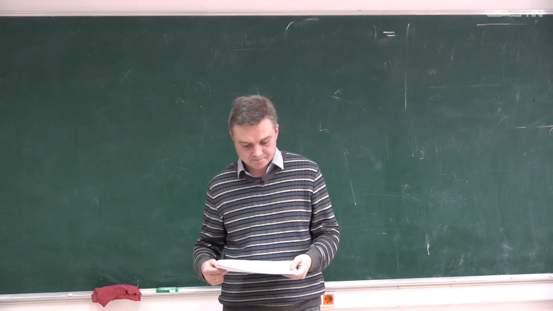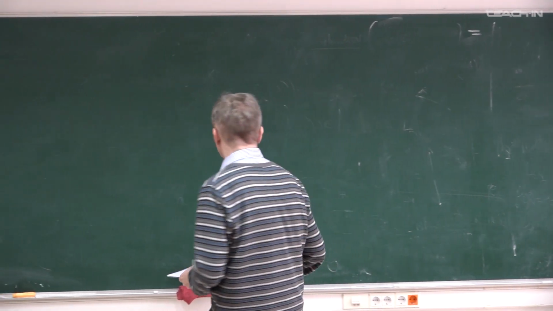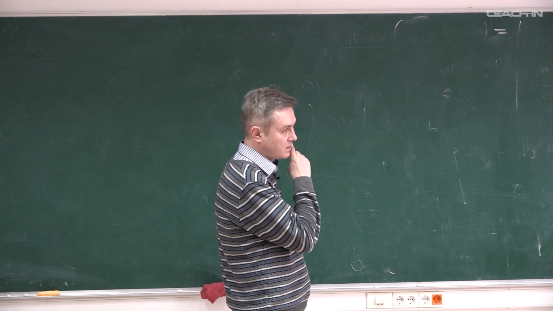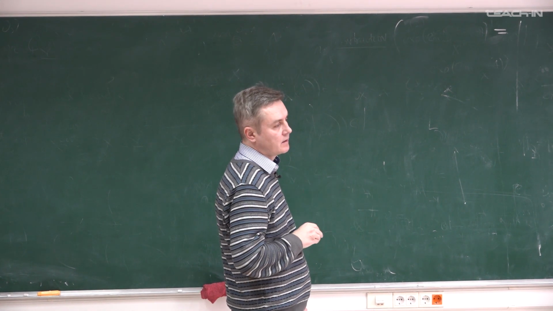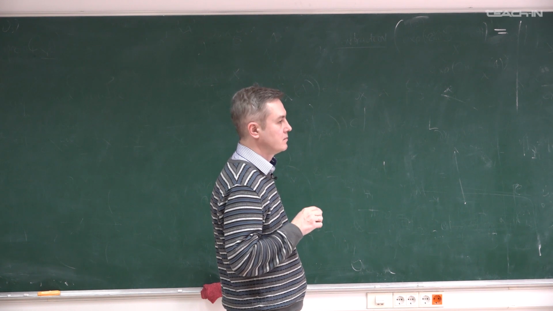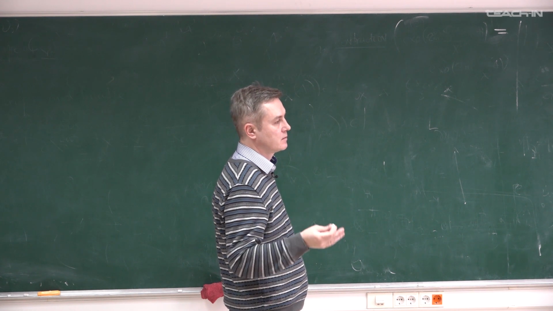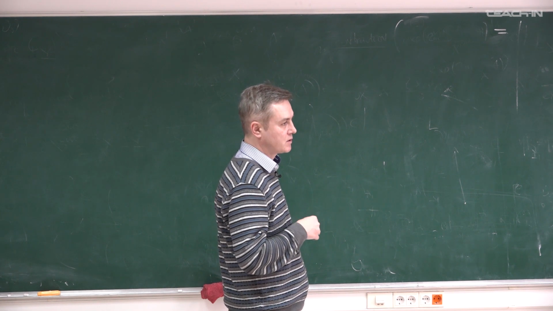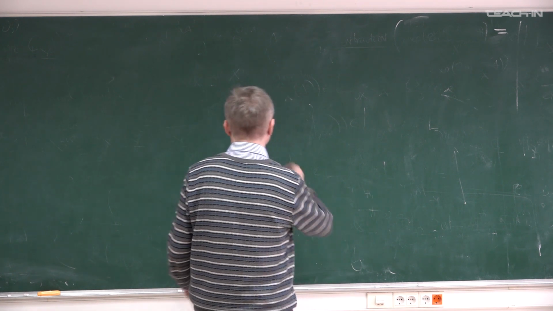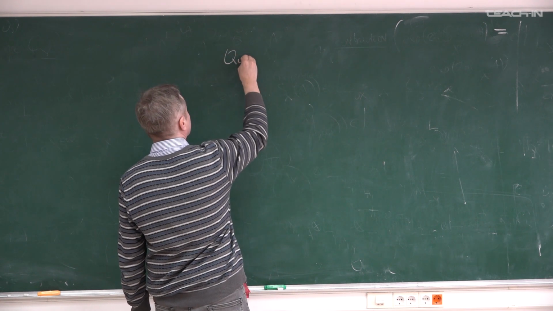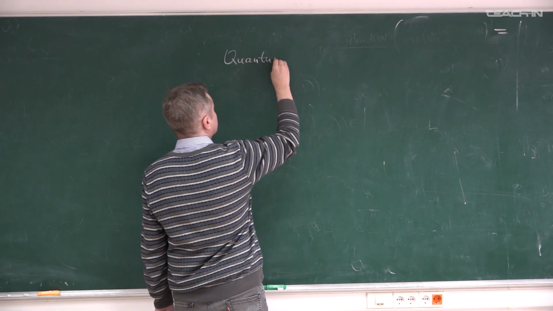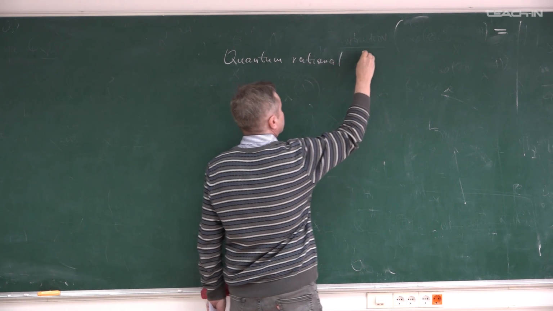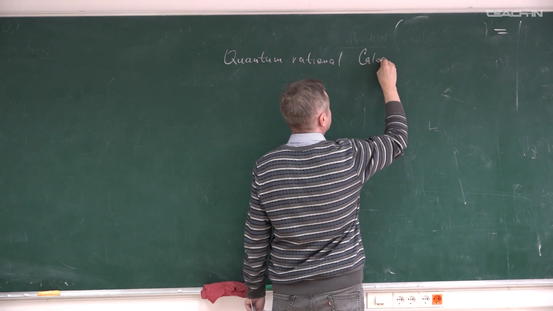Let us begin. Today we are going to discuss quantum many-body systems. And the first one, maybe the simplest one and the most illustrative, is the quantum rational Calogero-Moser system.